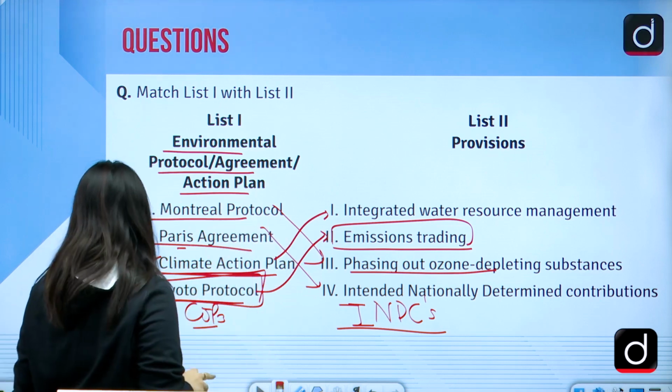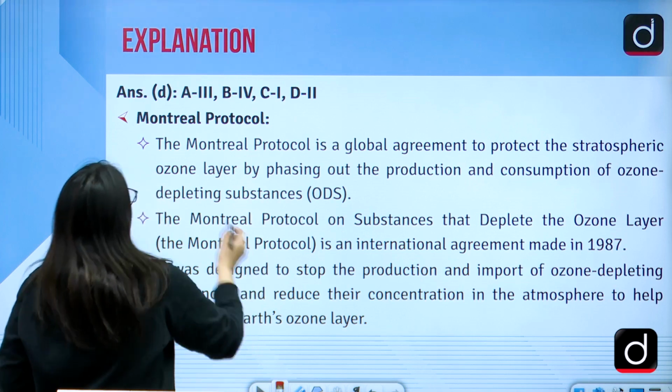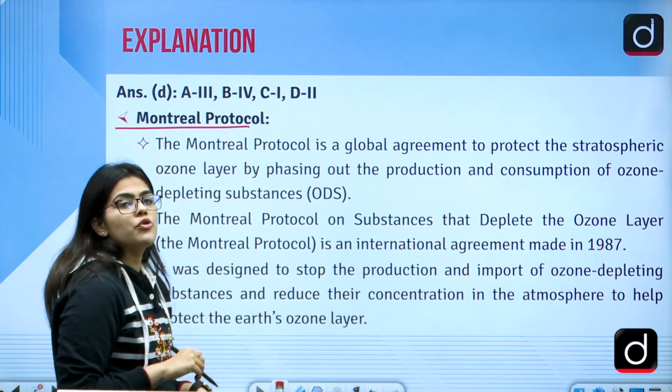Right, so I hope this is clear. Then we'll look at the explanation in greater detail. So first of all, we have the Montreal Protocol.